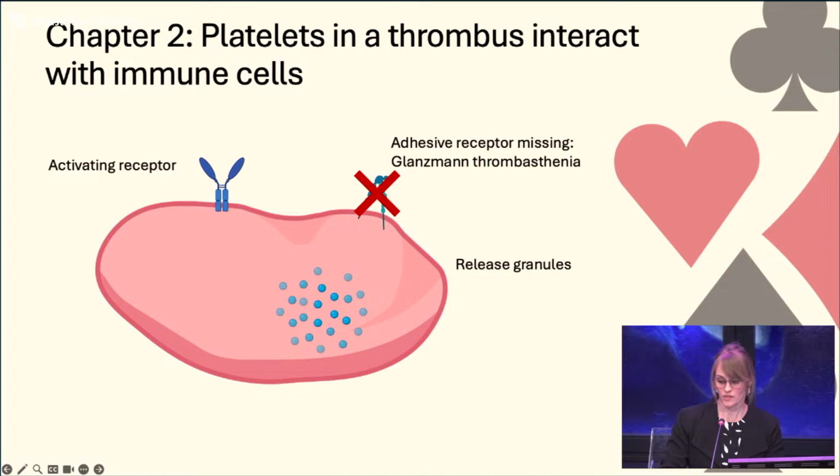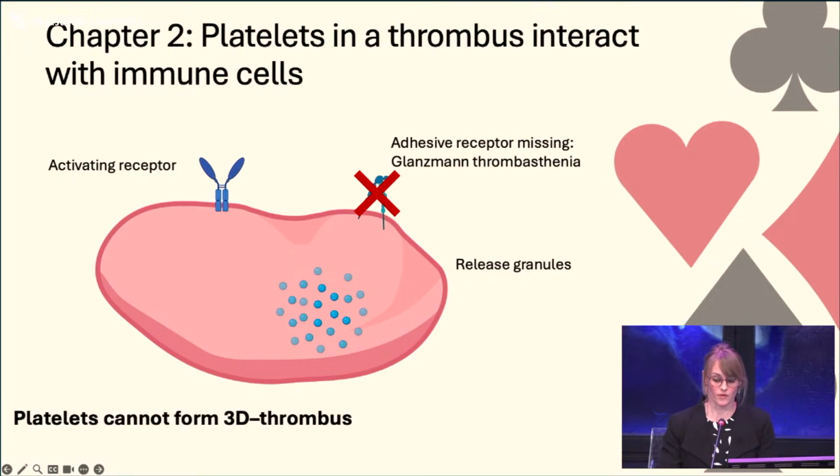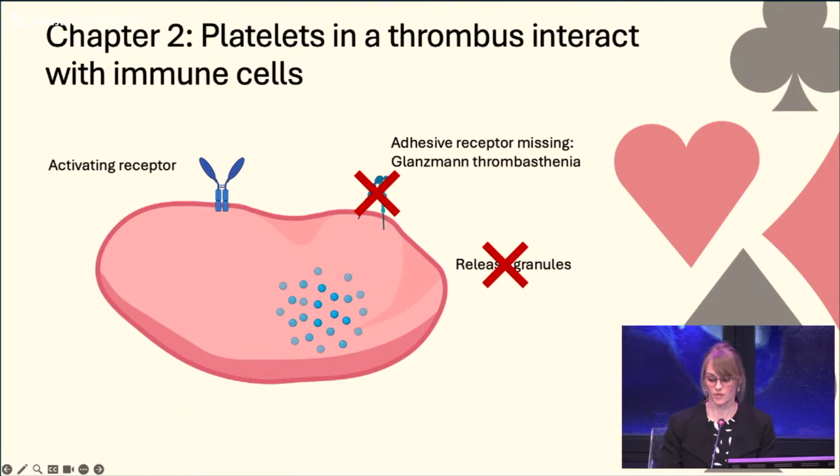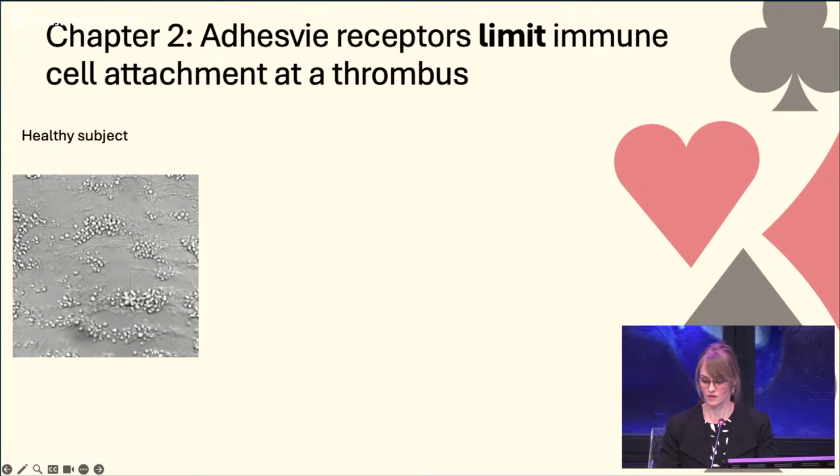The first tool is blood from patients that have a condition called Glanzmann thrombocythemia. These patients lack the most abundant adhesive receptors on the platelet surface. These platelets cannot form 3D thrombi, but can otherwise be normally activated. The second tool is a pharmacological inhibition of platelet granule release.